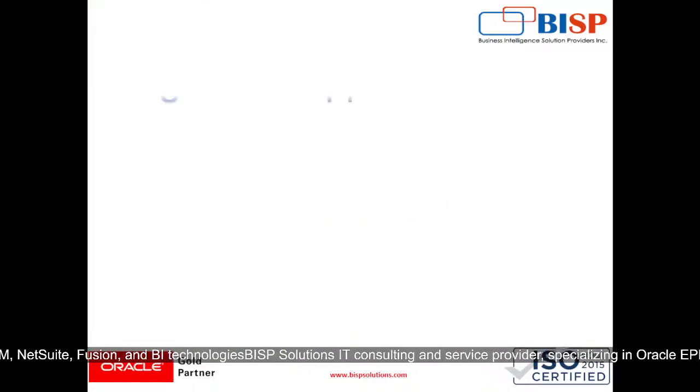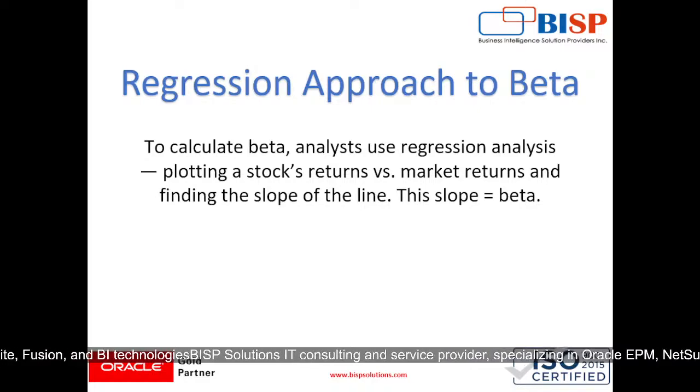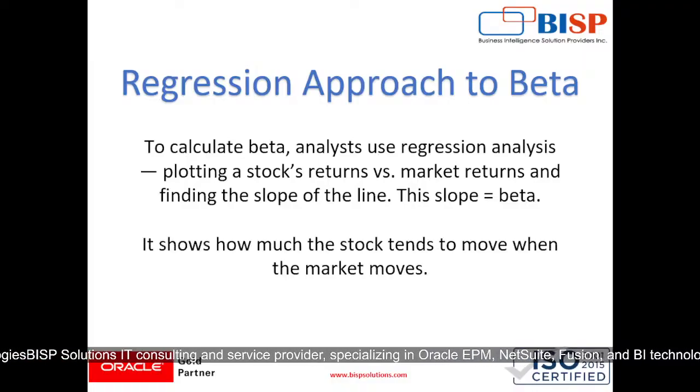Then comes our regression approach to beta. To calculate beta, analysts use regression analysis, plotting a stock's return versus market returns and finding the slope of the line. This slope is equal to beta, which we have already discussed in our regression, that the slope which comes out is beta, right? It shows how much the stock tends to move when the market moves.